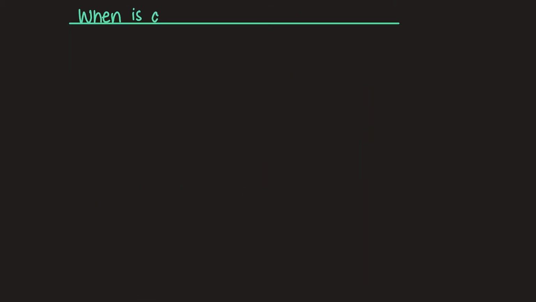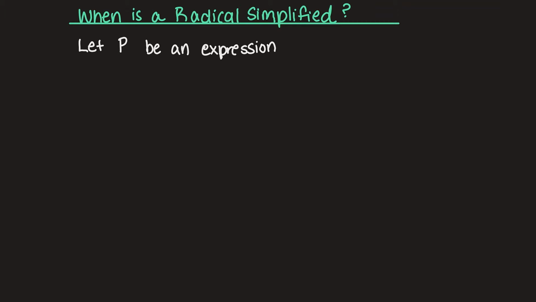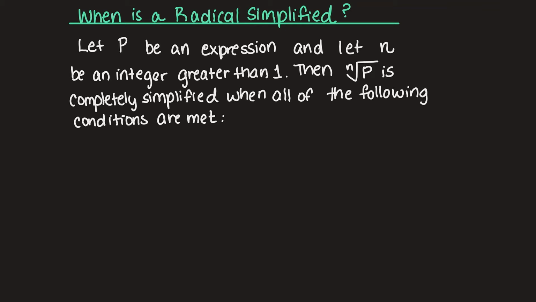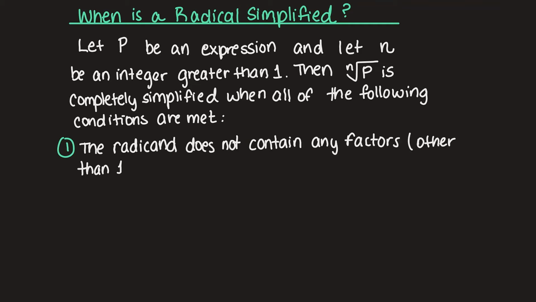So let's write down the conditions for when a radical is simplified. If we let p be an expression and n be an integer greater than 1, then the nth root of p is completely simplified when all of the following conditions are met. The first condition is that the radicand does not contain any factors other than 1 that are perfect nth powers.